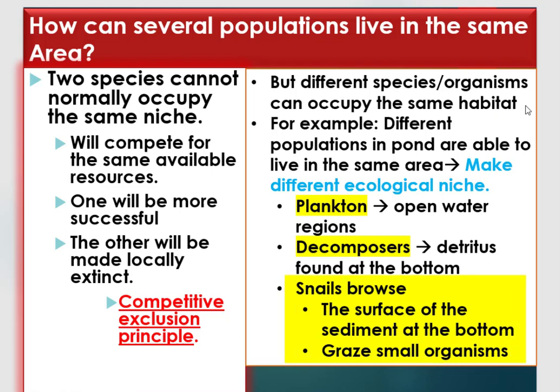That means to live in the same habitat, pond, these three groups of organisms or these three groups of populations make different ecological niche. That means even though they take different parts of the pond, they have developed different demands. For example, planktons demand water, carbon dioxide, light energy, and other nutrients for photosynthesis. Decomposers demand detritus, and snails demand in this pond small organisms.